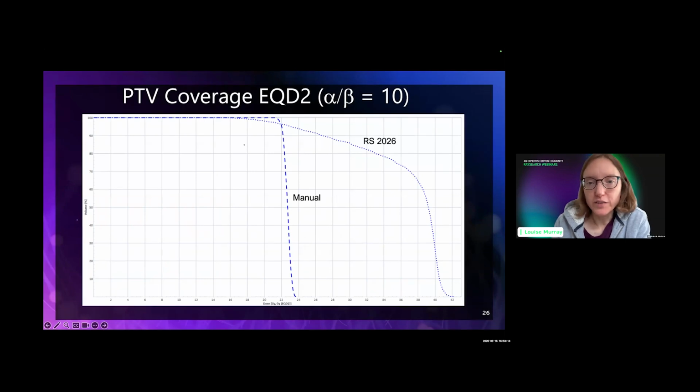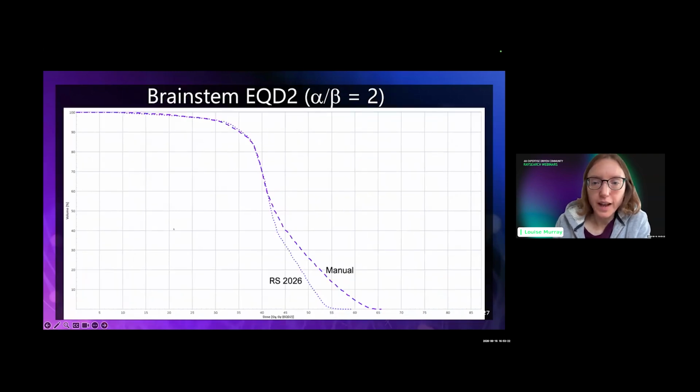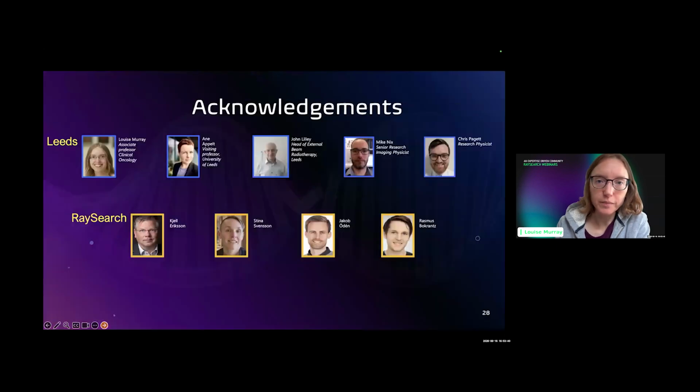Again, we can see that on our DVHs. So here's my 20 in 5 manual plan, coverage much better with our RayStation 35 in 10 plan. And here's our brainstem, again, the manual plan, unwittingly giving high cumulative doses to the brainstem because we didn't have the knowledge. With the RayStation tool, we're able to sculpt the dose. We can give a higher dose to the tumour, but we can know that we're doing it more safely in terms of our organ at risk.